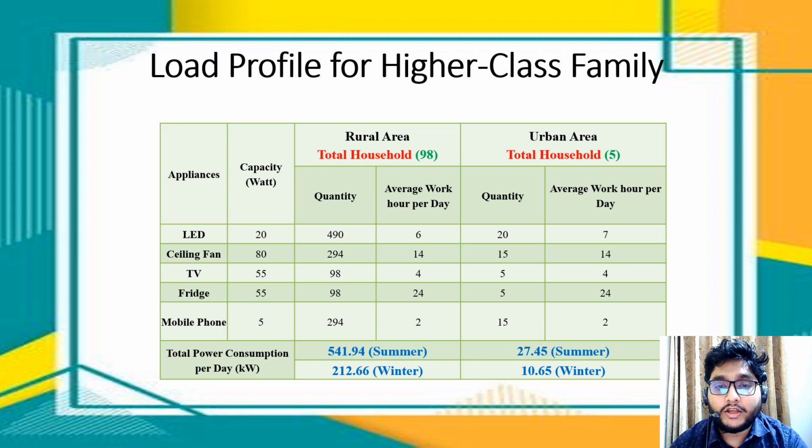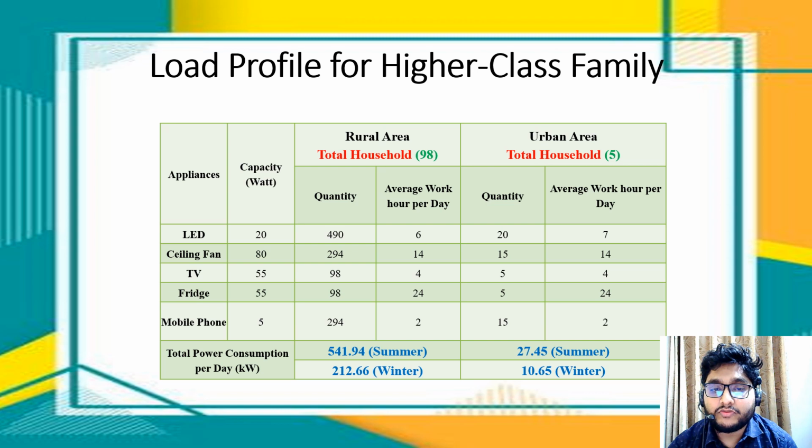Load profile. First of all, we have selected 17,016 families for this, and we categorize them into different categories: high class, lower class, and medium class. First, the load profile for higher class families. There are two areas, rural area and urban area. The total households for rural area is 98 and for urban area is 5.